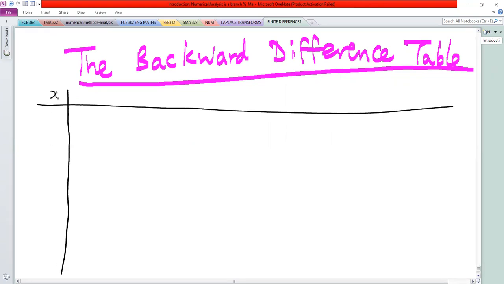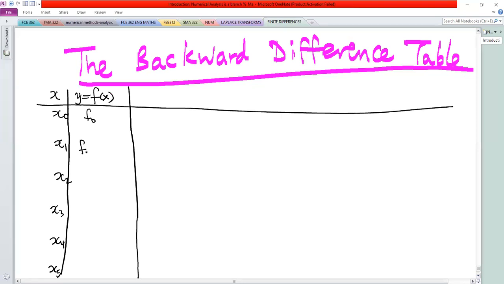So here we call it x, and then y equals f of x, the function values of the function. So we have x0, skip a line, write x1, skip a line, write x2, x3, x4, and then x5. And then on the same line with x0, you write f0. Same line with x1, you write f1. This one f2, f3, f4, f5.